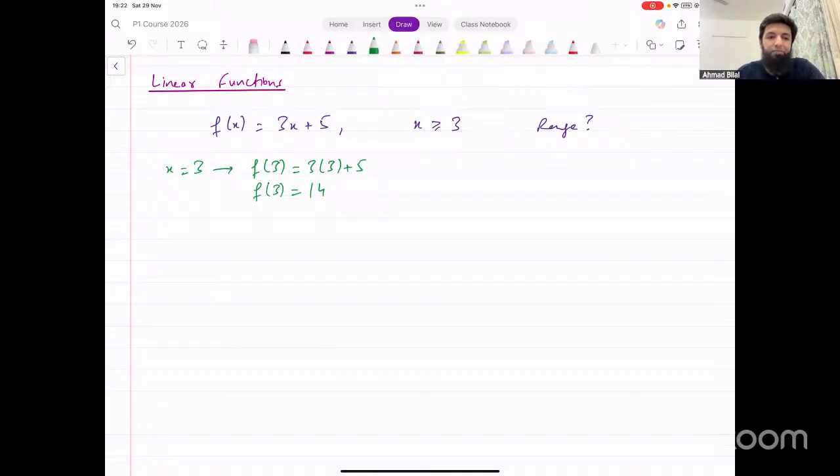Okay. Now, based on this, can you say anything about the range of the function? What should that be? Range means values of y. So domain was x greater than or equal to 3. At 3, the y value is 14. It's a positive gradient line. The range of the function is going to be y greater than or equal to 14. Okay, this is the y value, remember?